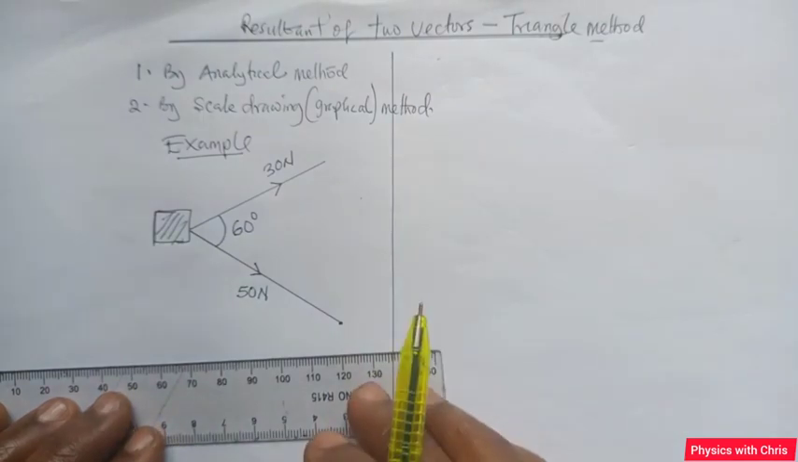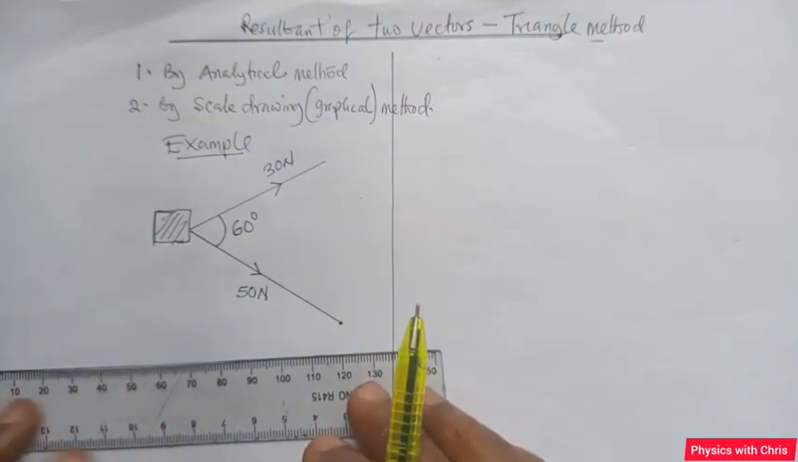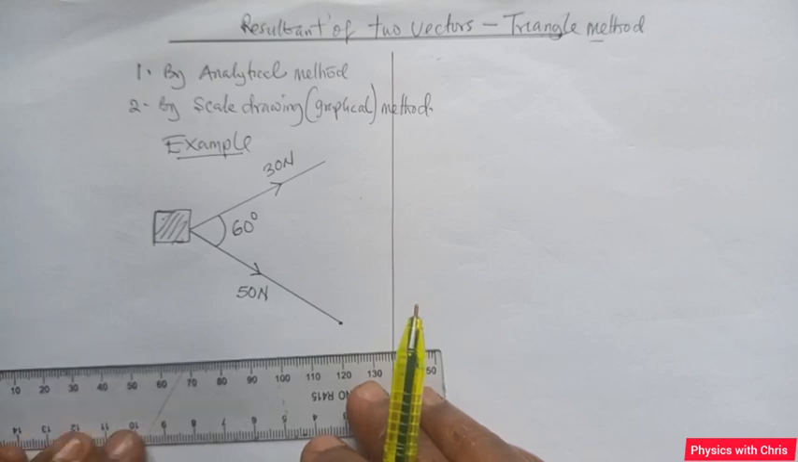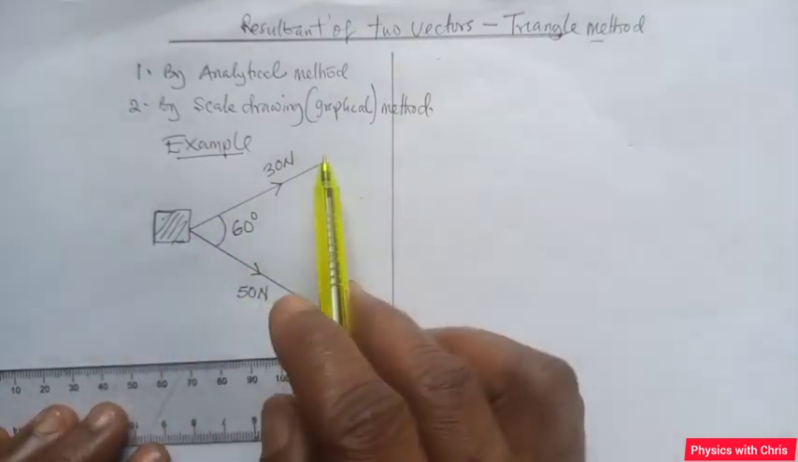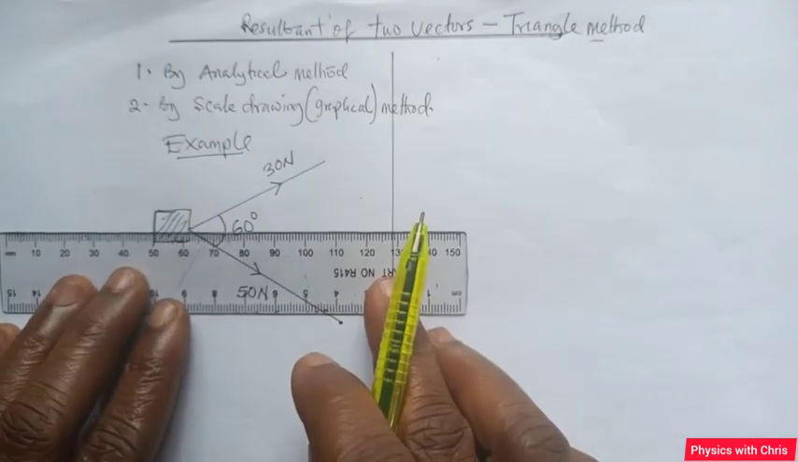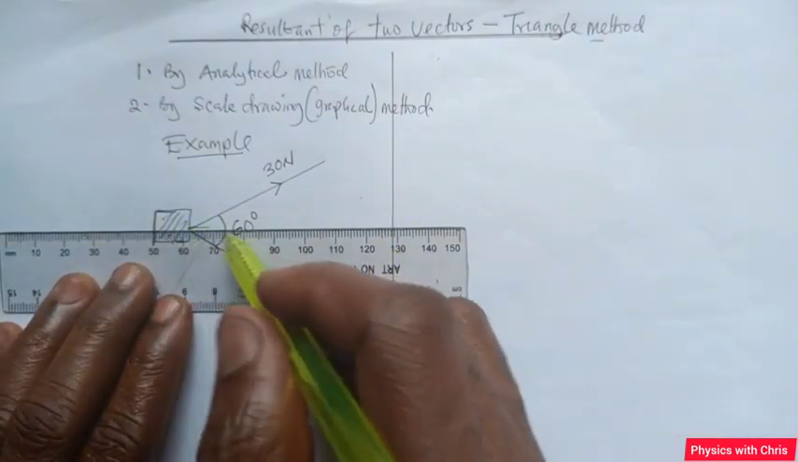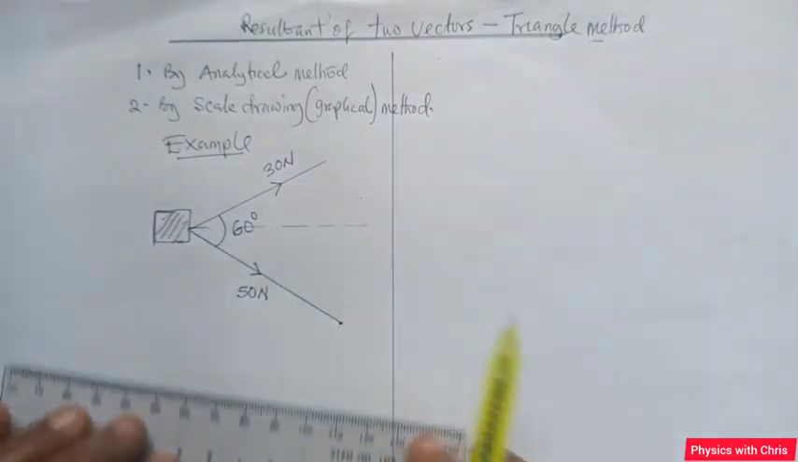Now we want to find the resultant force, because it's the resultant force that is actually responsible for the motion of this box. You don't expect the box to move in both directions. So the box will move in the direction of the resultant force, which we are going to find.